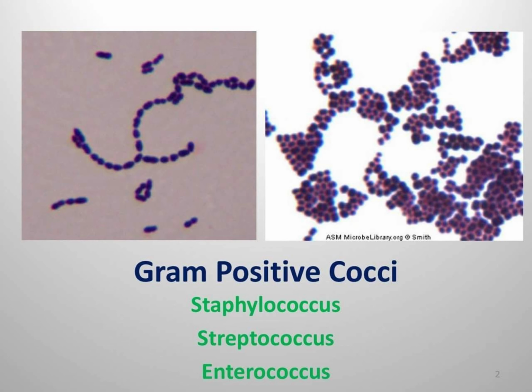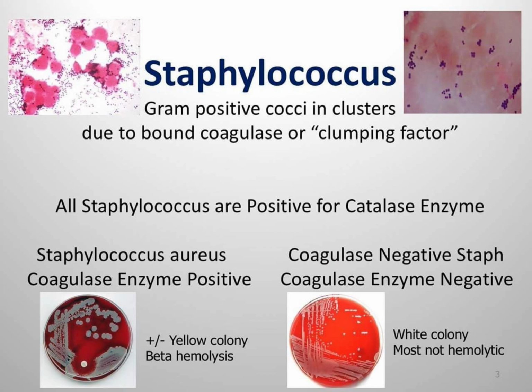Gram-positive cocci are a group of spherical-shaped bacteria that are commonly found in a variety of environments, including on the skin, in the respiratory tract, and in the gastrointestinal tract. These bacteria are called gram-positive because they have a thick layer of peptidoglycan in their cell walls that stains purple when subjected to a gram stain, a laboratory technique used to differentiate bacterial species based on the structure of their cell walls. Staphylococci can be identified through laboratory tests, such as gram staining and culturing.